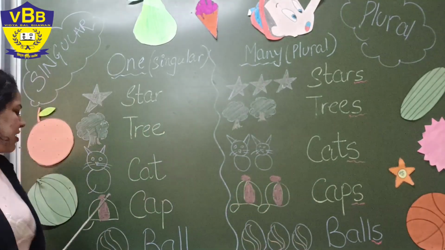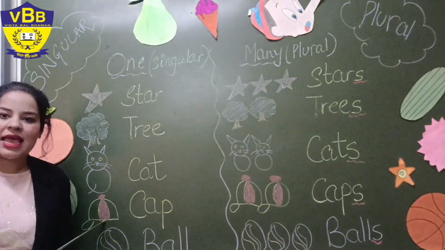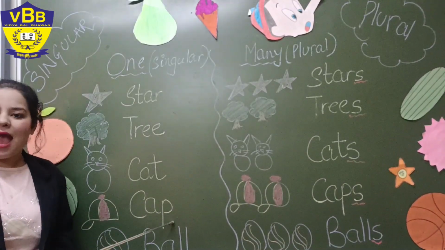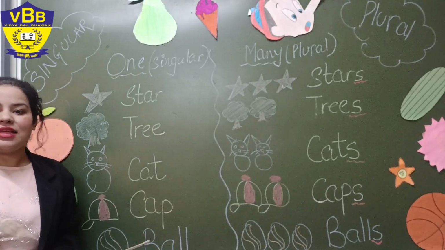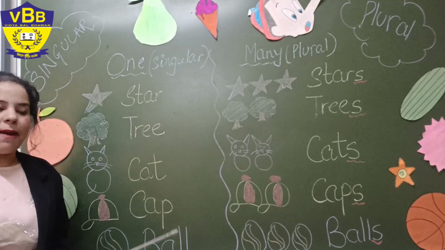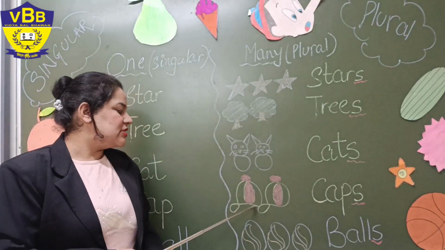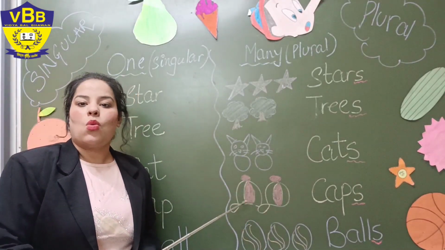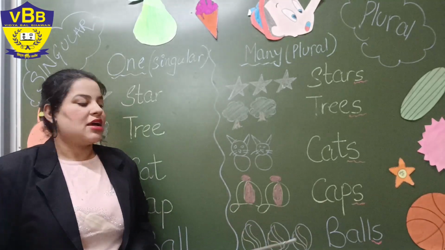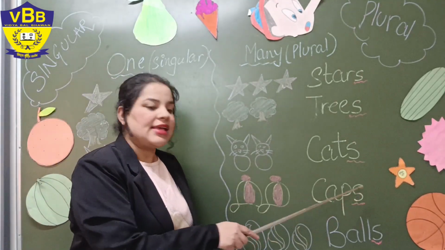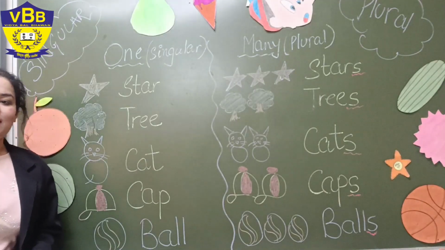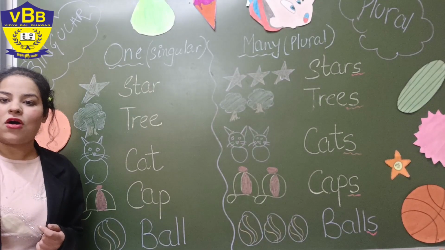Now the next one is here. What is this? Cap. C-A-P, cap. So how many caps are there? One. So this is one cap. Now on the other side, how many caps are there? One, two. These are many caps. C-A-P-S, caps.